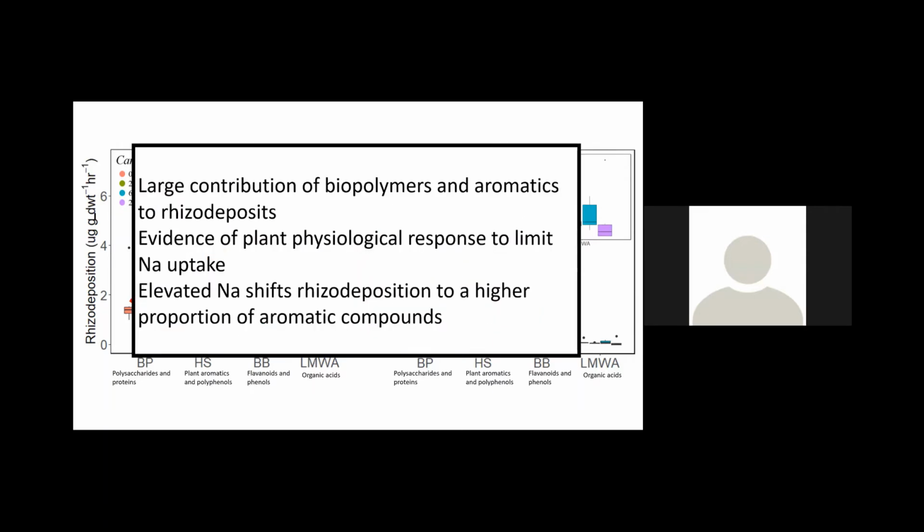So overall, I found a large contribution of biopolymers and aromatic compounds to rhizodeposits. I found evidence of plant physiological response to limit sodium uptake with those aromatic compounds, and I found that elevated sodium shifts rhizodeposition to a higher proportion of aromatic compounds as a contributor to dissolved organic carbon.